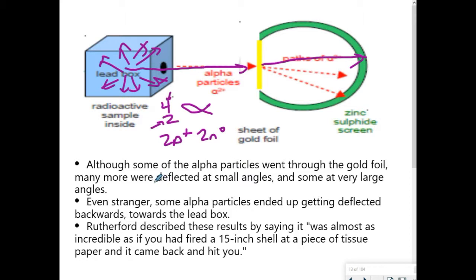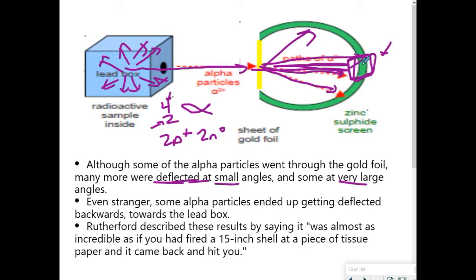But what ended up happening is many of them were deflected at small angles and some at very large angles. They were actually bouncing off to the sides. He wanted them all to show up right here. He expected all of the flashes of light to occur right here, but he'd see one over there and over there and over there. And that made no sense. How does this particle all of a sudden bounce off to the sides?